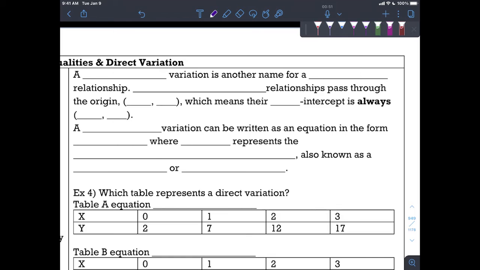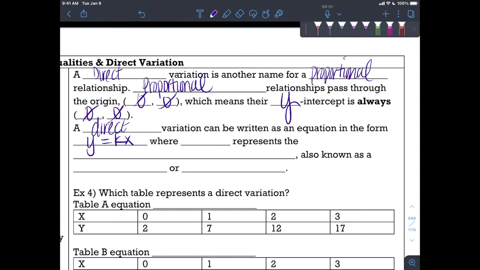So, a direct variation is another name for what is called a proportional relationship. Proportional relationships pass through the origin (0, 0), which means their y-intercept is always 0. A direct variation can be written as an equation in the form of y equals kx.